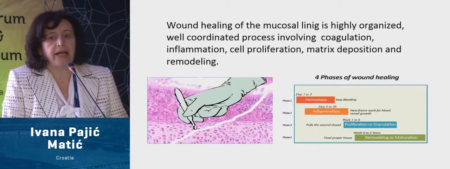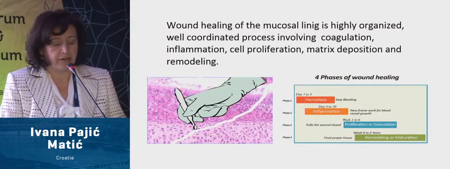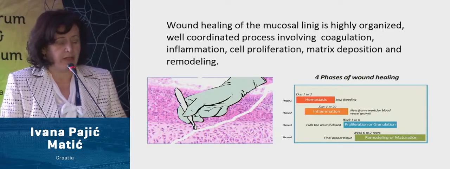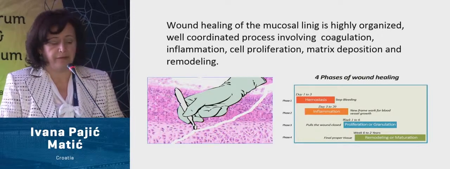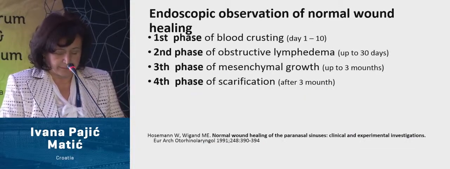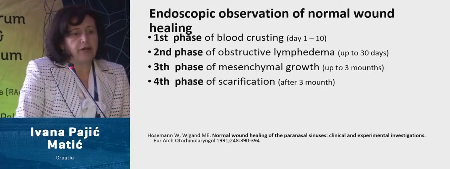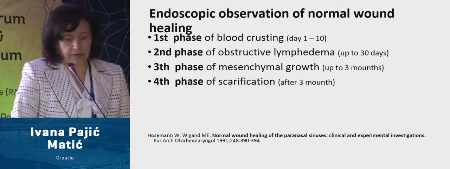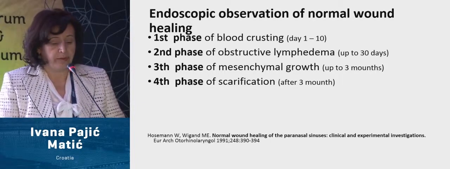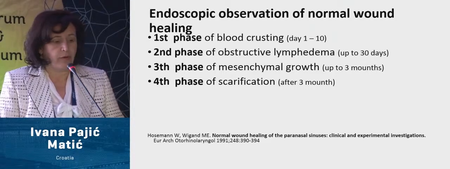After endoscopic sinus surgery, wound healing of the mucosal lining is a highly organized, well-coordinated process involving coagulation, inflammation, cell proliferation, matrix deposition, and a remodeling phase. Hosemann described in his lecture the endoscopic observation of normal wound healing. He described it with 4 phases.